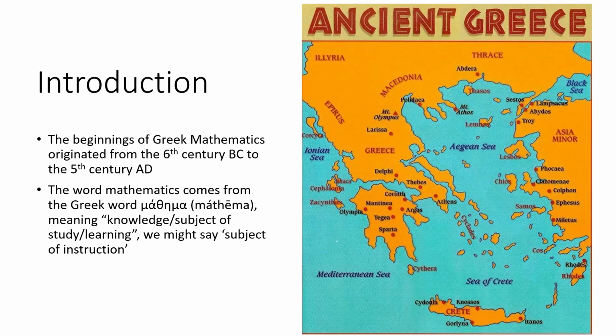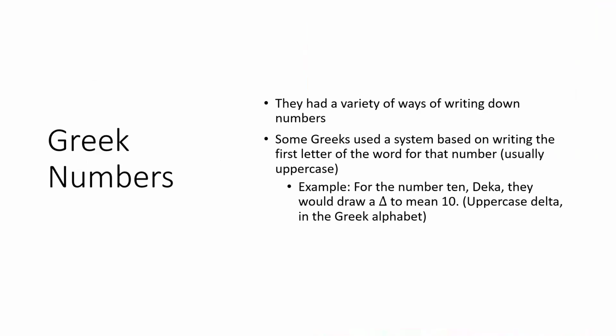So this originates 6th century BC to about the 5th century AD. The word mathematics comes from the Greek word mathema, meaning knowledge, subject of study, learning. So either knowledge of learning, knowledge of study, subject of study, subject of learning sort of idea. We might say subject of instruction. So these are some ways we may think of it. We get our word from the Greek language.